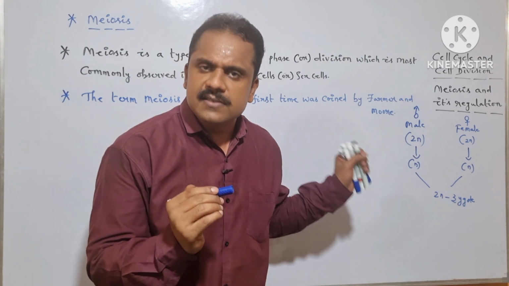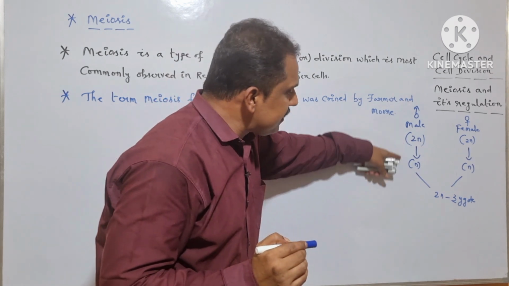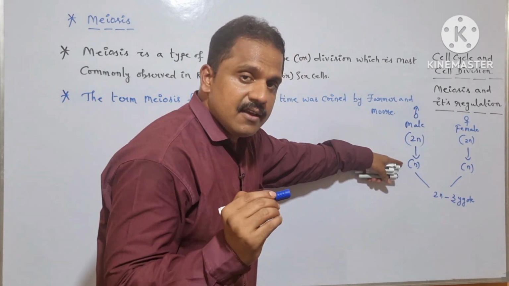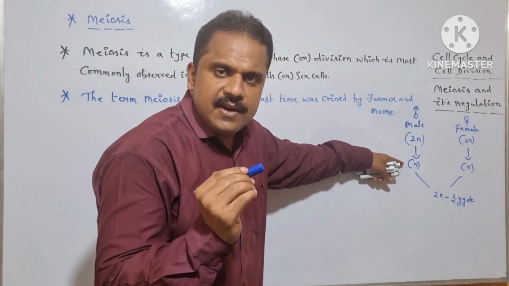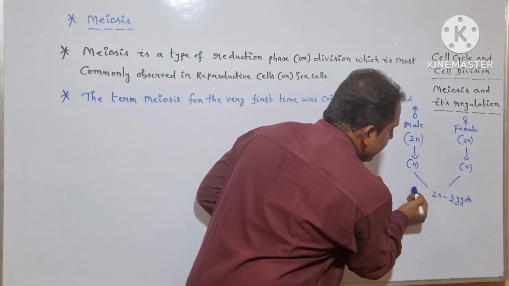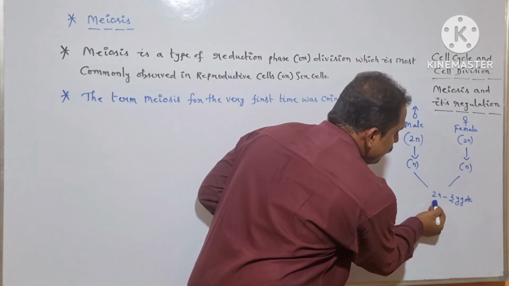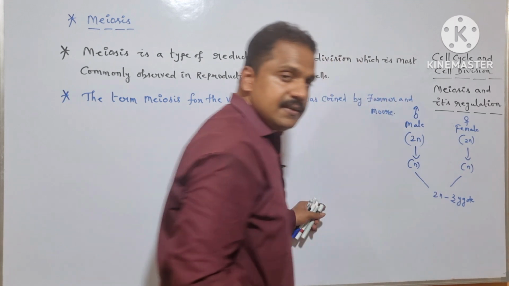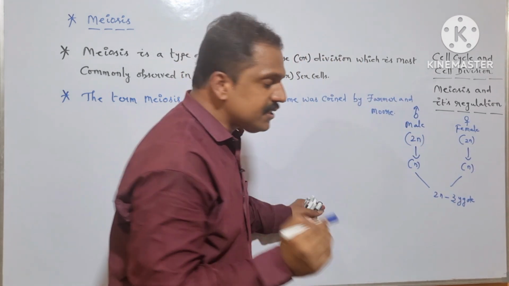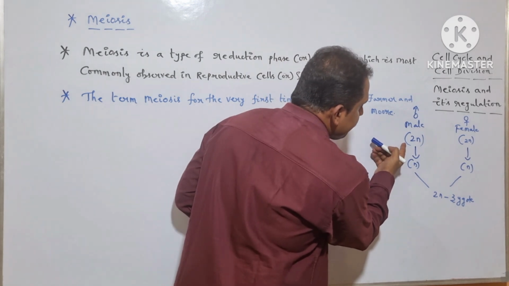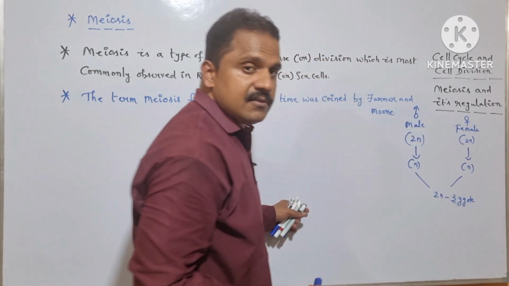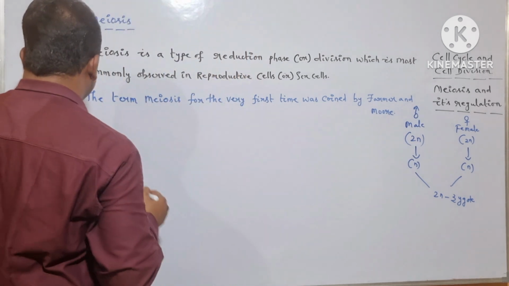So meiosis is responsible for ensuring the haploid phase in the life cycle of a living organism, whereas fertilization is responsible for the fusion of two haploid gametes to give rise to a 2n product termed zygote. Is it clear? The process through which the chromosomal number is reduced to half is nothing but meiosis. Is it clear? So let me write it here.